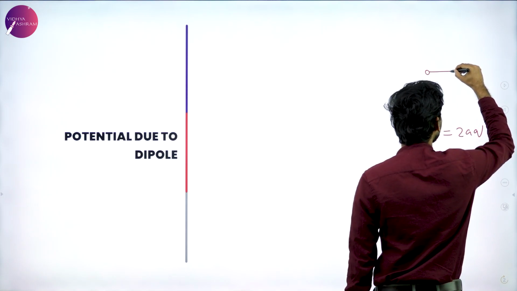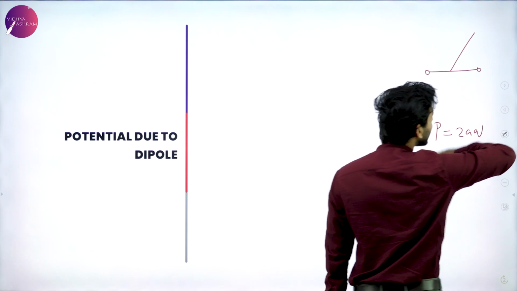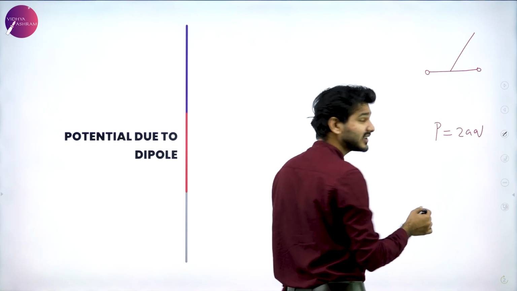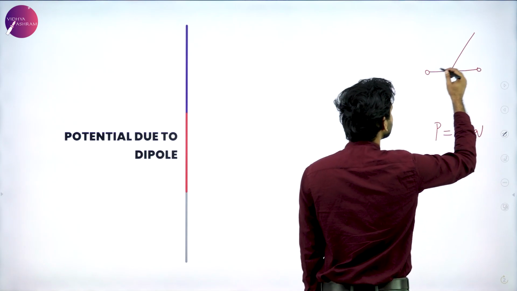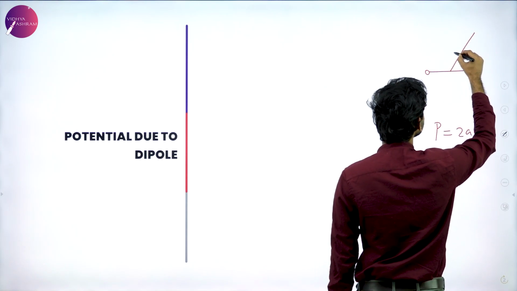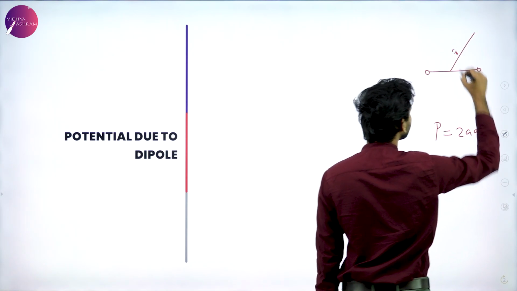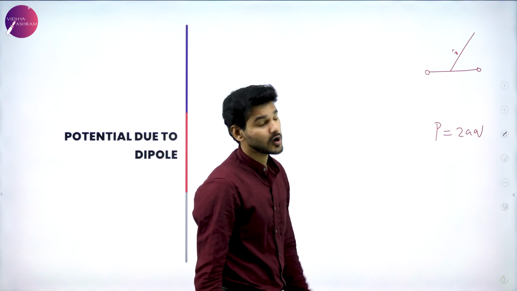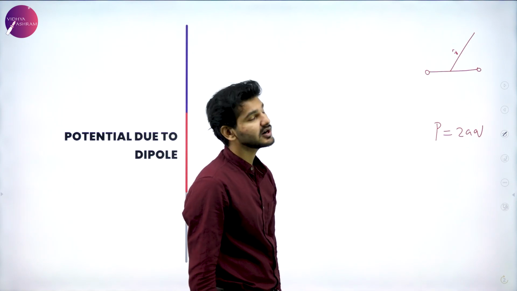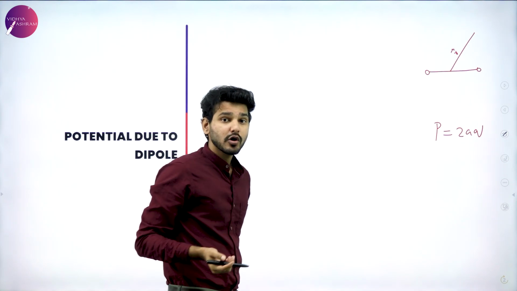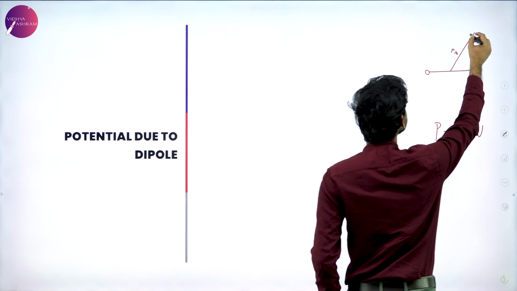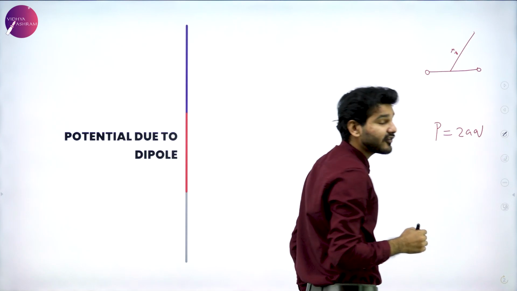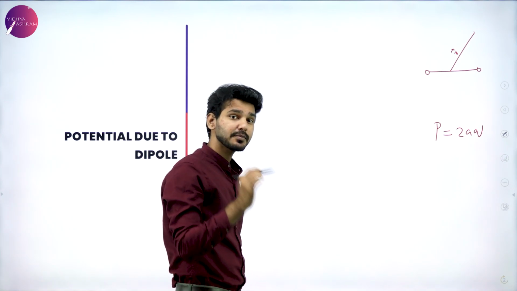So when we have a point, let's say at r distance away from the center, we can say that the distances will be a each. So let us consider a point which is r distance away from the center of the dipole. Always make sure you put down a unit vector sign. Now, what we want to find out here is the potential at this particular point.